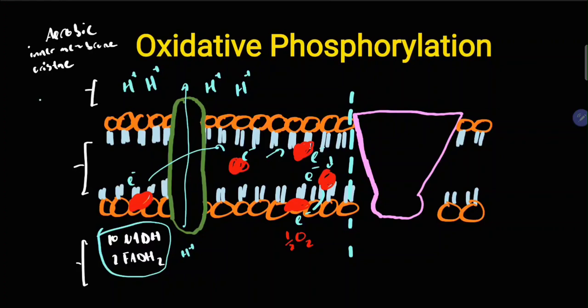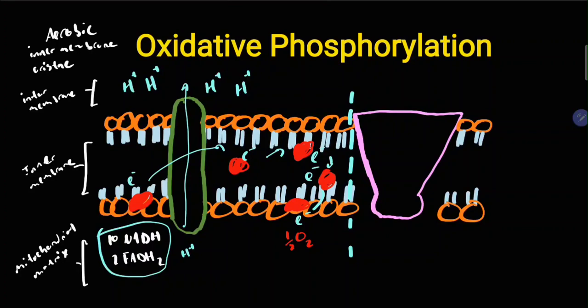So let me label, up here is the intermembrane space, right? In the middle here is the inner membrane, or the cristae as well. And down here is the mitochondrial matrix. So that's step one of the oxidative phosphorylation.